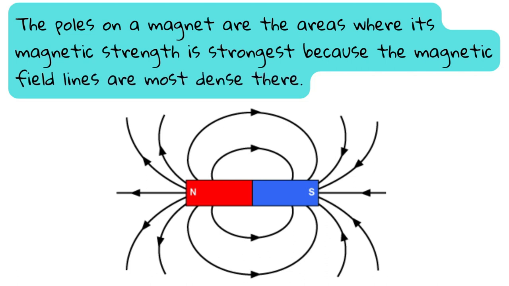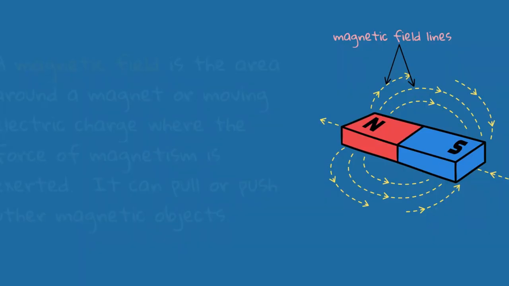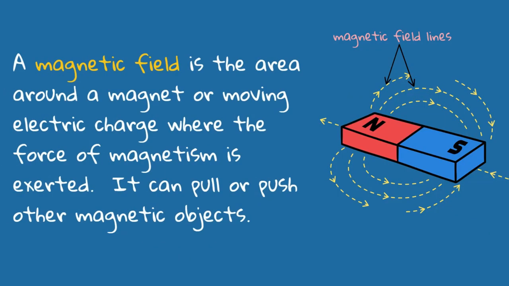The poles on a magnet are the areas where its magnetic strength is strongest because the magnetic field lines are most dense there. A magnetic field is the area around a magnet or moving electric charge where the force of magnetism is exerted. It can pull or push other magnetic objects.